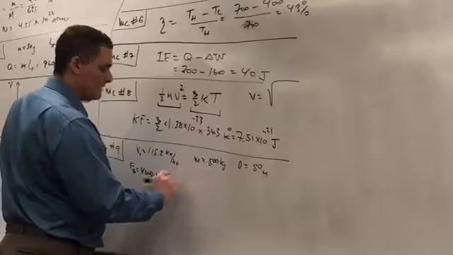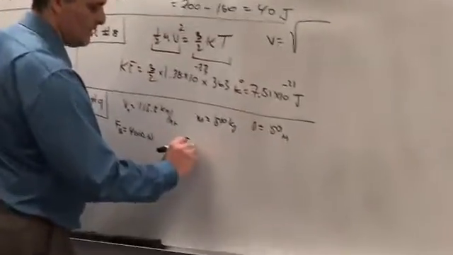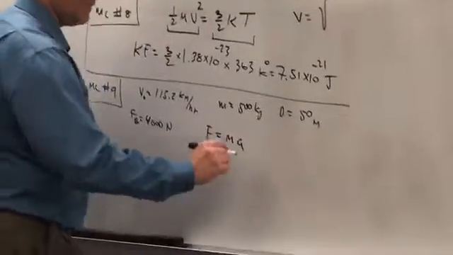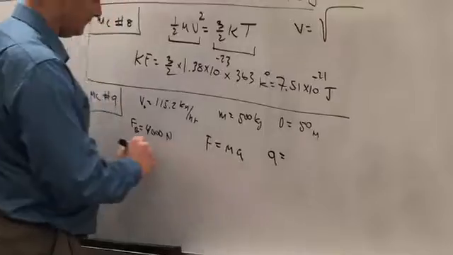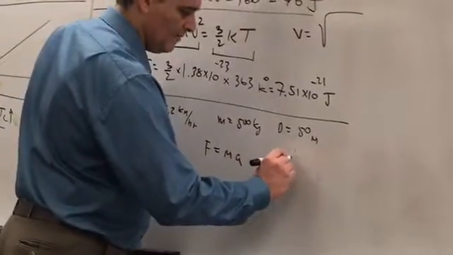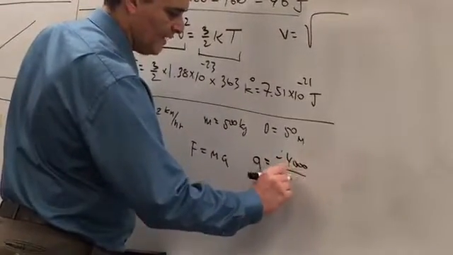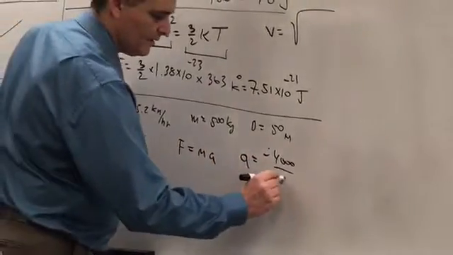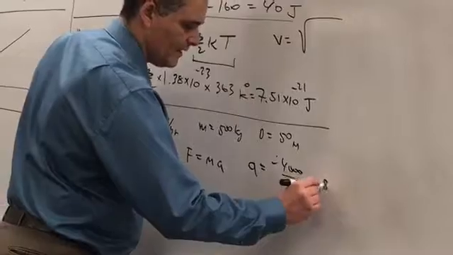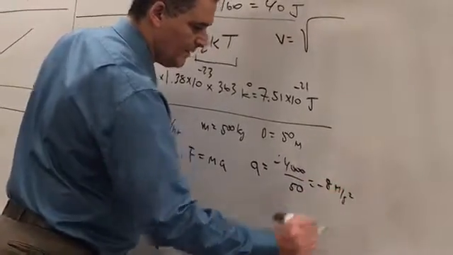So if we know the force, the net force is this. The force equals mass times acceleration. So your acceleration, or deceleration in this case because it's a negative 4,000, is going to be minus 4,000 divided by your mass, which is 500. So it's minus 8 meters per second squared.